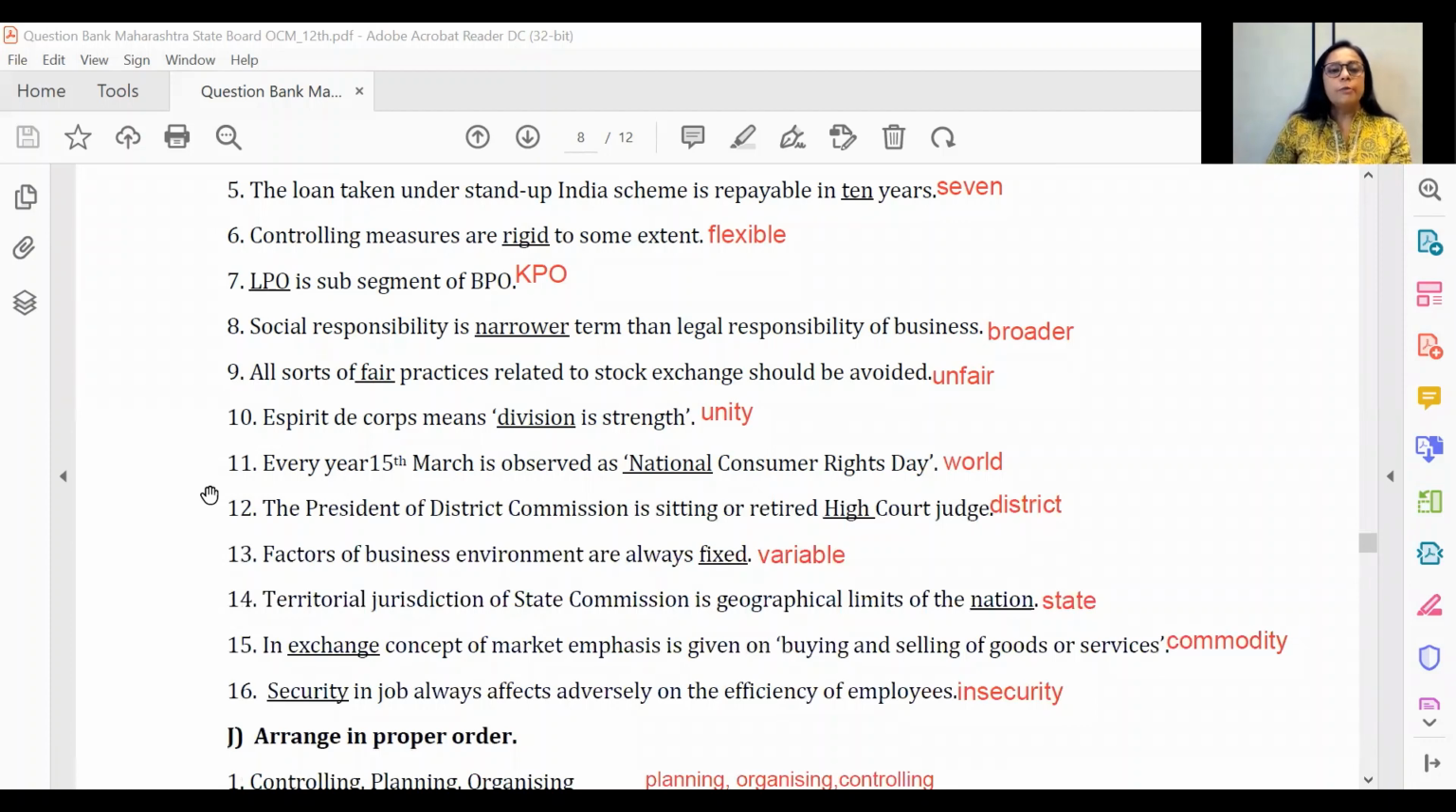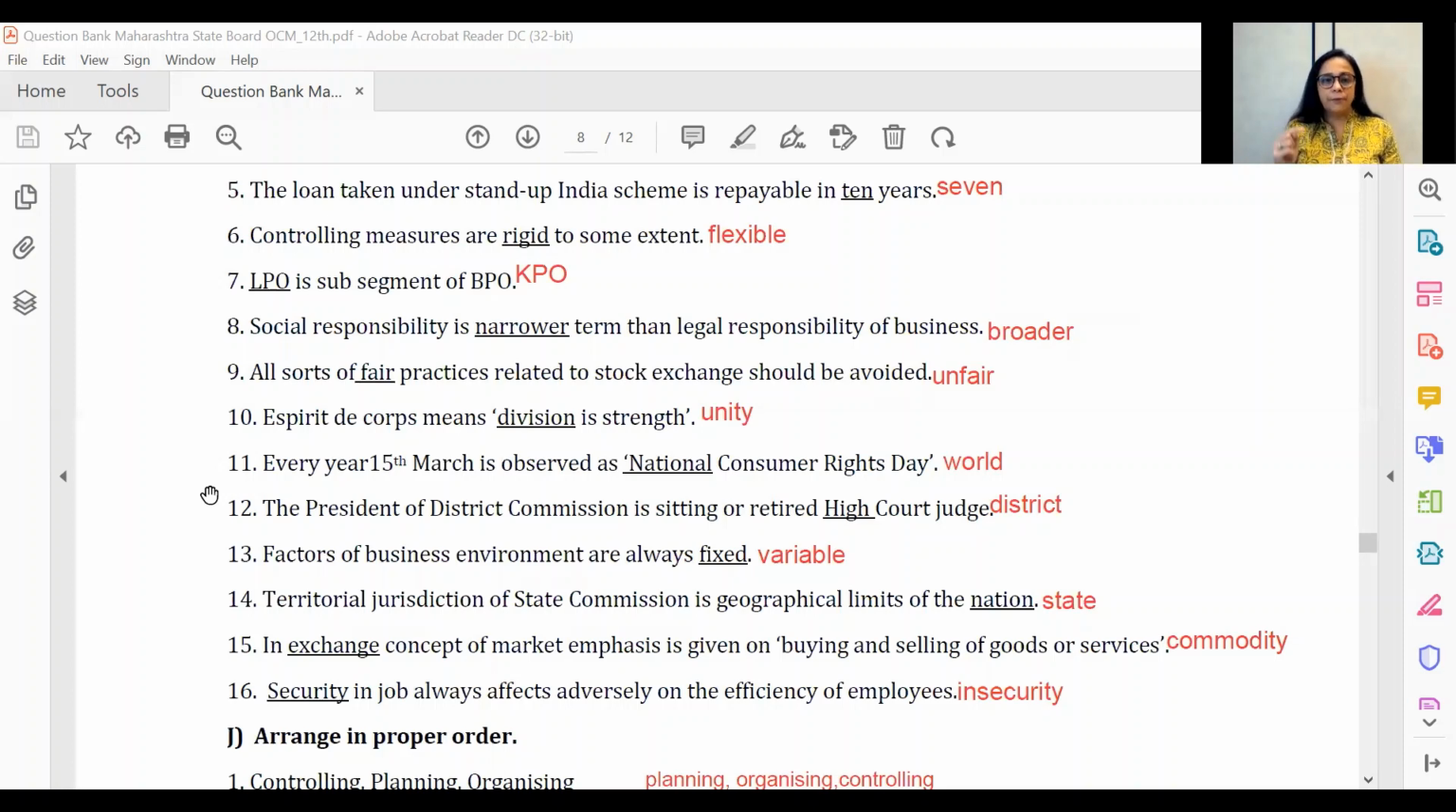You see the objective number 11 there. Every year, 15th March is observed as National Consumer Rights Day. It's incorrect. It's World Consumer Rights Day. At this point, you must also revise. 24th December is observed as National Consumer Day in India. And that is the difference. 24th December is relevant for India's National Consumer Day, and 15th March is World Consumer Rights Day.